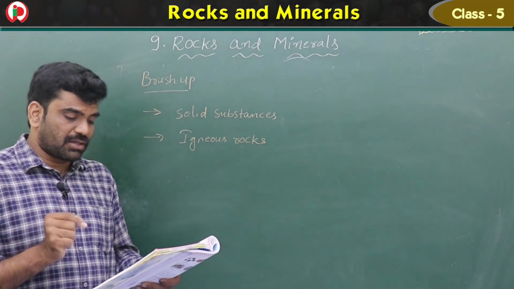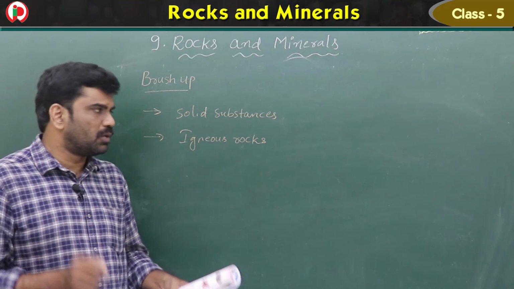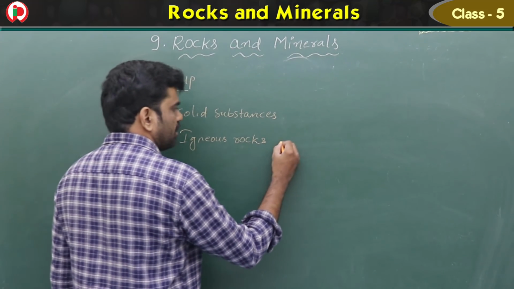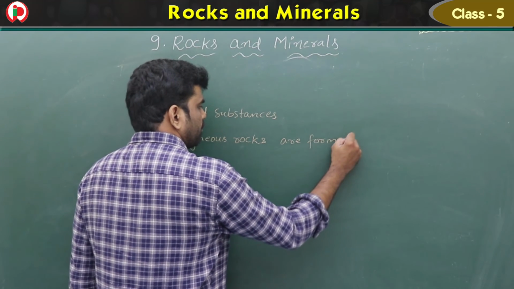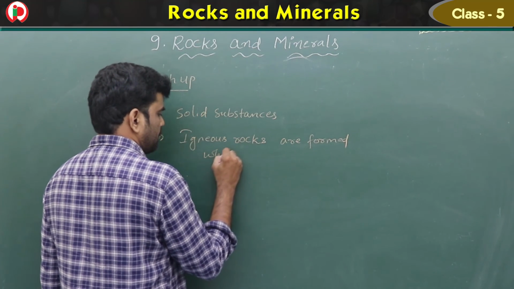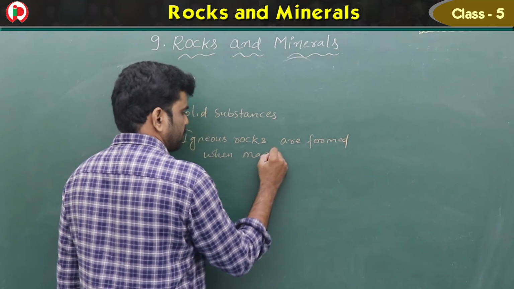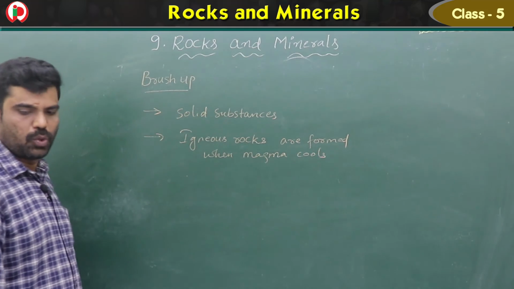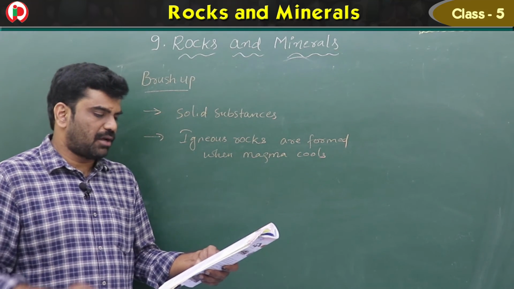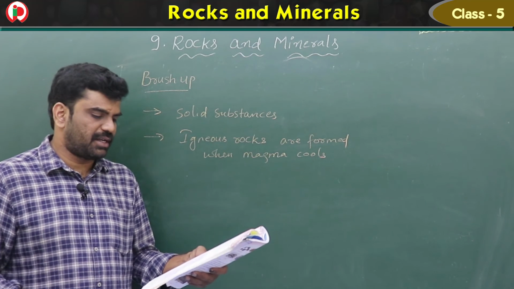Igneous rocks are formed when magma cools and solidifies above or below the earth's surface.